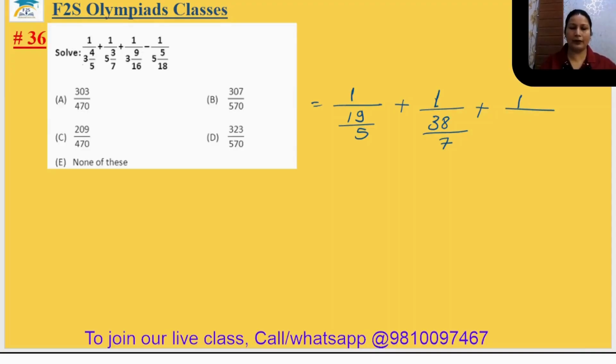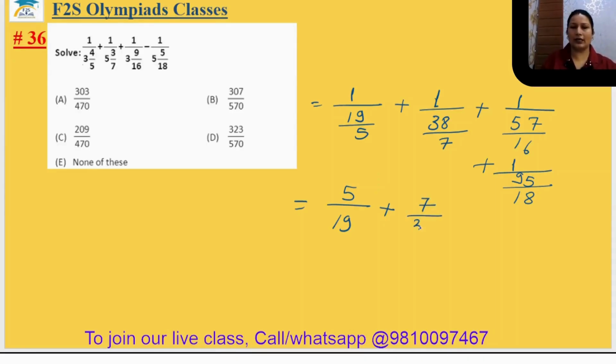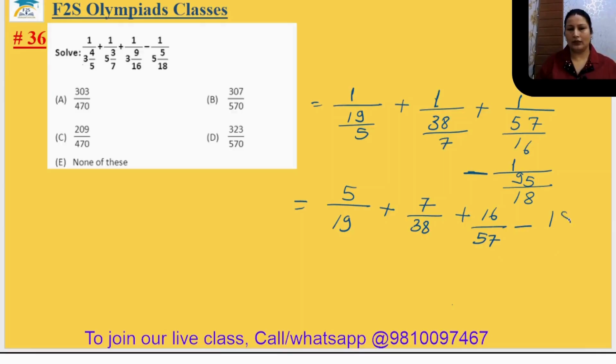1 divided by, it is your 57 by 16, plus 1 divided by 95 by 18. After reversing, 1 divided by this, we have to write the reciprocal. So 5 by 19 plus 7 by 38 plus 16 by 57. Now 18 by 95. Okay?